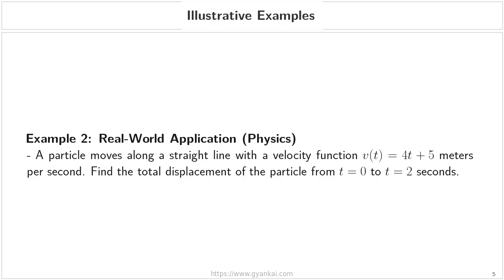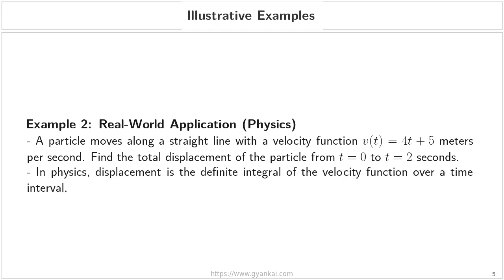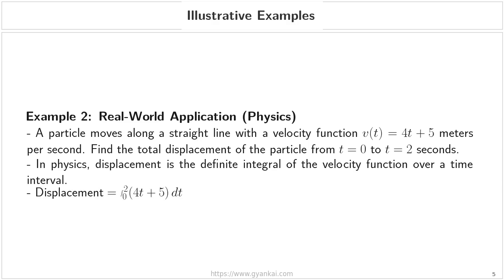Our task is to find the total displacement of this particle between time t equals 0 and t equals 2 seconds. Now, remember from your physics classes, displacement is essentially the change in position. And, crucially, displacement can be calculated using a definite integral of the velocity function over the given time interval. So, mathematically, we represent the displacement as the definite integral from 0 to 2 of the velocity function, 4t plus 5, with respect to t. We write that as integral from 0 to 2 of 4t plus 5 dt.